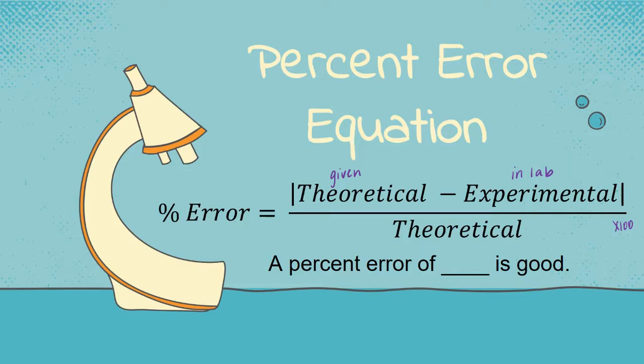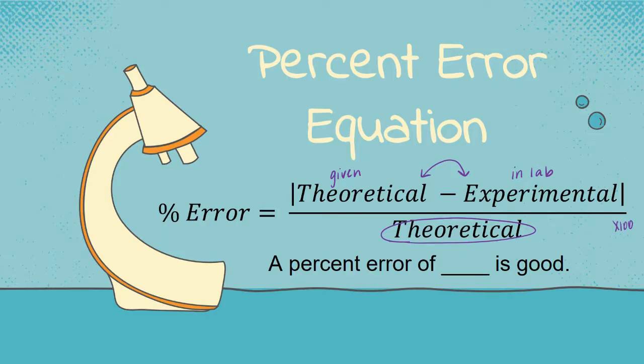And because the top number is in absolute value bars, it doesn't matter the order. So you could think of it as experimental minus theoretical because you're going to make it positive even if it's a negative number. So the order doesn't matter. But what is important is that the theoretical number is on the bottom.